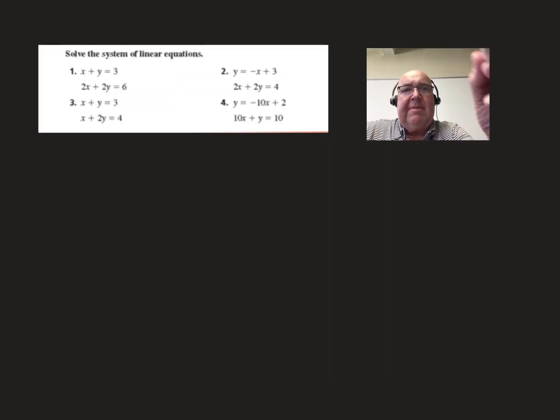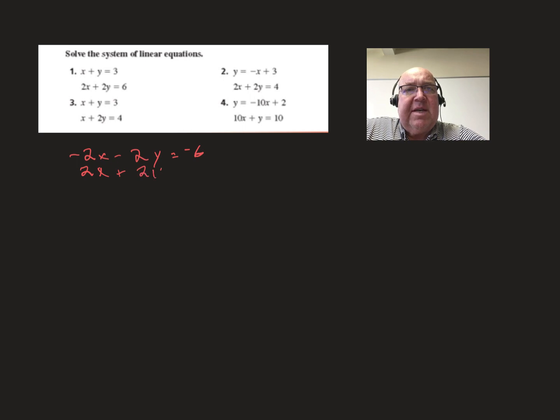Alright, we've got 4 examples here. I'm going to work with them all using algebraic methods, starting with number 1. I'm just going to multiply it by negative 2, the top equation, so I'm going to get negative 2x minus 2y equals negative 6. Write the bottom part of the equation, 2x plus 2y equals 6. Add them together, I get 0 equals 0, so number 1 has many solutions.